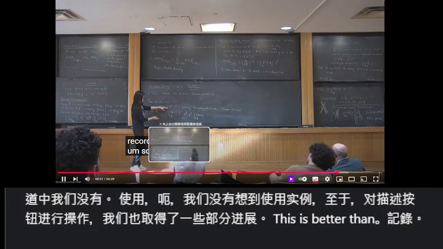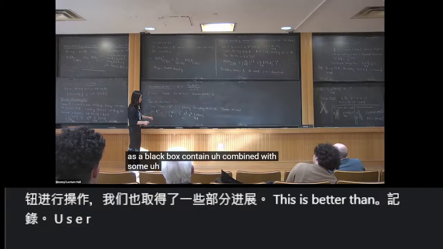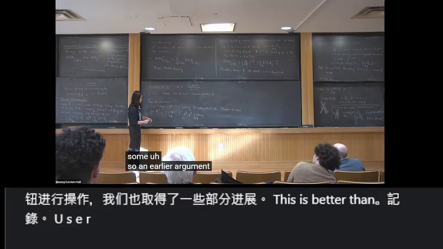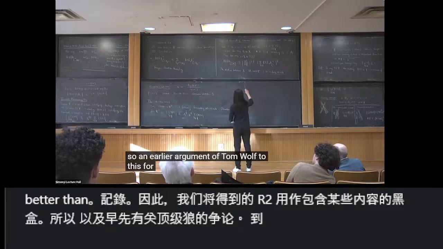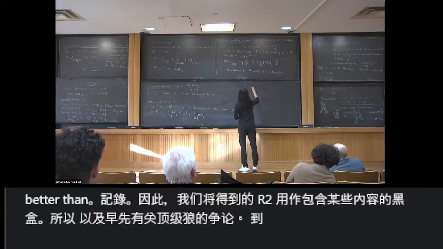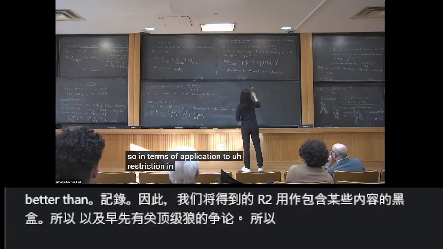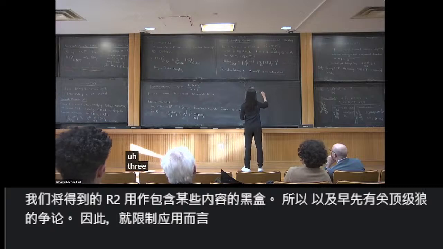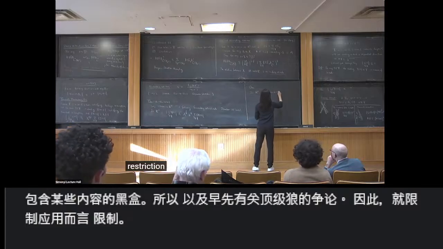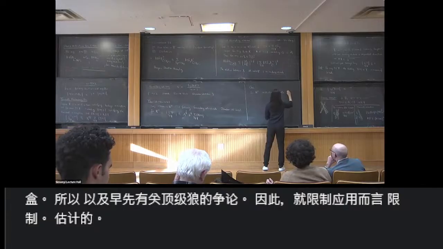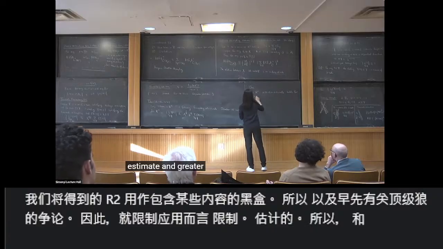So we use the result in R2 as a black box, combined with an earlier argument of Tom Wolff, to prove this theorem. So in terms of application to restriction in R3, the restriction estimate holds for any e greater than.